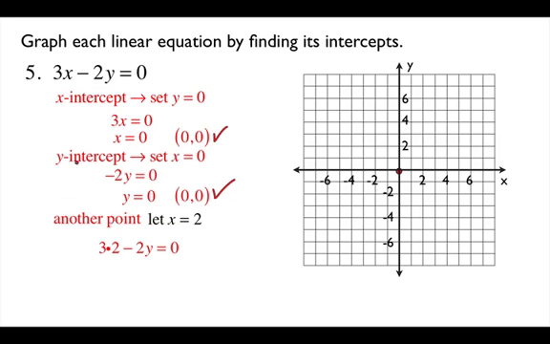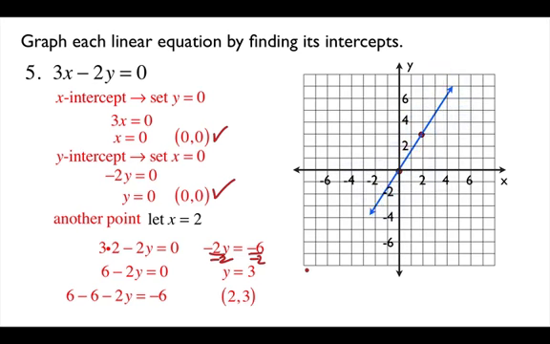So once I plug in x equals 2, 3 times 2 minus 2y equals 0. This is 6. That's what you see there. Take away 6 from both sides to solve this equation. You end up with -2y equals -6. So you divide both sides by -2. Once you do that, you end up with y is equal to +3. So here's the point that I'm going to be using along with the origin, (0, 0). And here's my line. Let's go ahead and go to number 6.